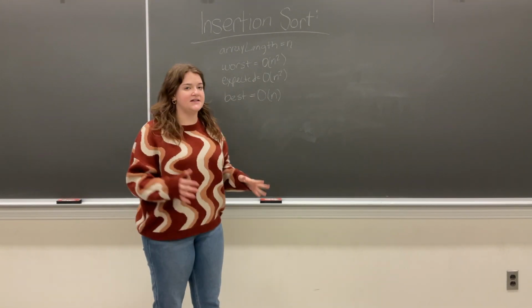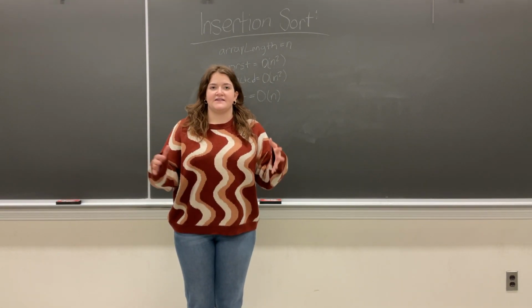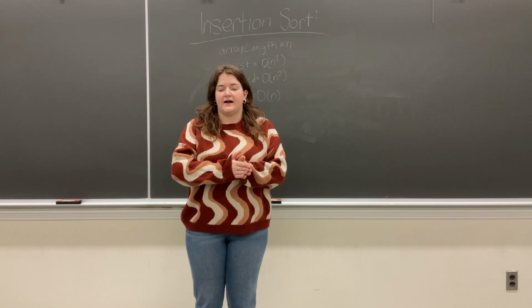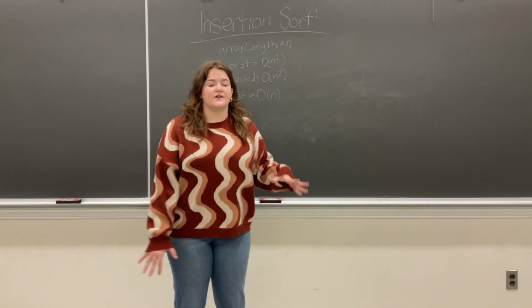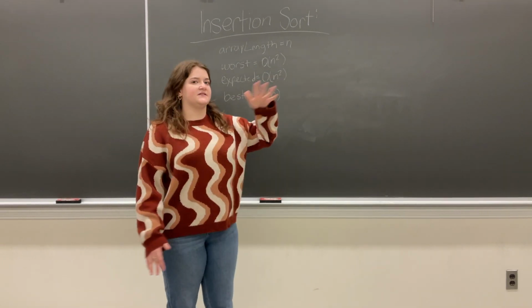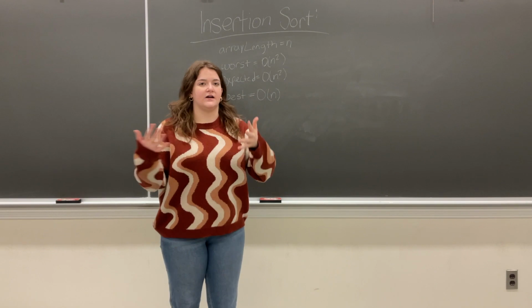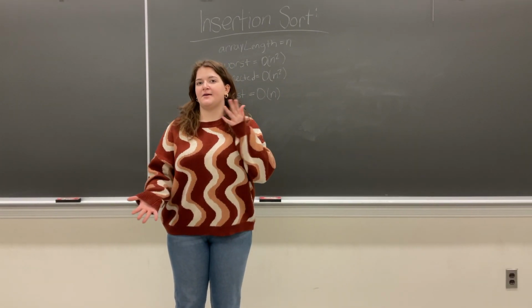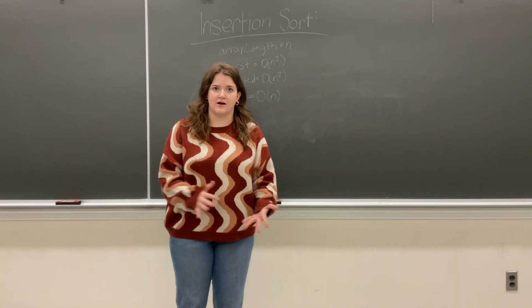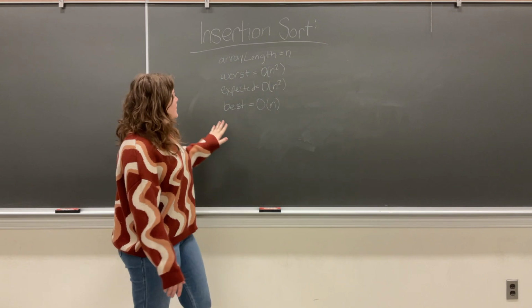For our expected time complexity, our expectation is that 50% of the values to the left are going to be greater than, and 50% of the values are going to be less than. So that is essentially our worst case divided by 2. Now, that 1/2, so it's essentially n squared times 1/2, and that 1/2 is a constant. And again, because it's time complexity, we're not worried about the constants. So again, our expected case is n squared.